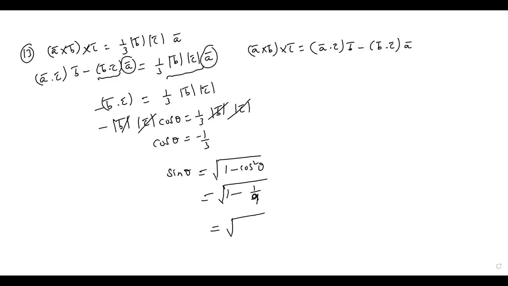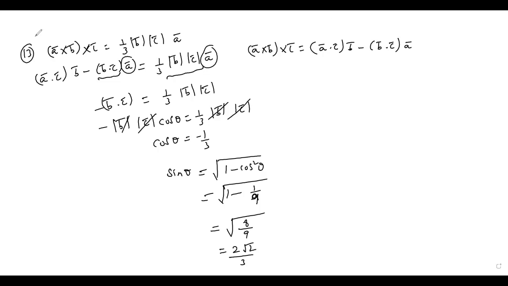By taking LCM, how much will come? Root of 8 by 9. Root 8 means 2 root 2 by 3. It is positive only, we need to take. That is option D is the correct one. You see once, option D is the correct one.